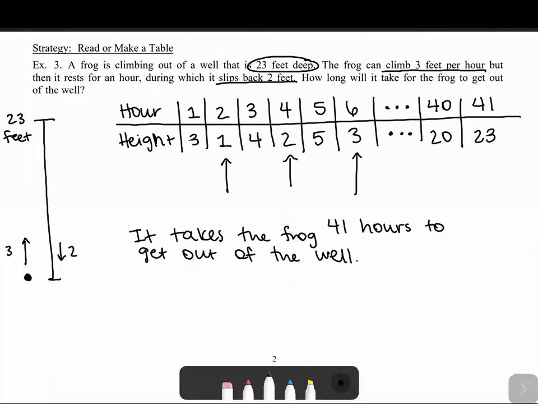So those are the first 3 problem-solving strategies: looking for a pattern, making a table, and making a graph. So that is all for this video.